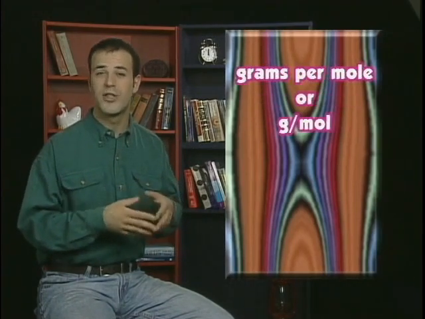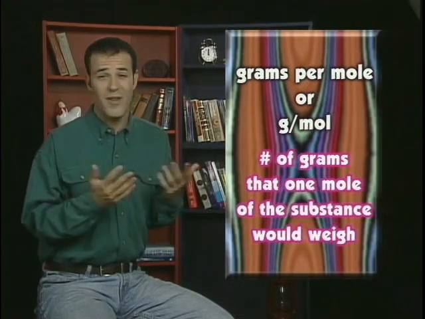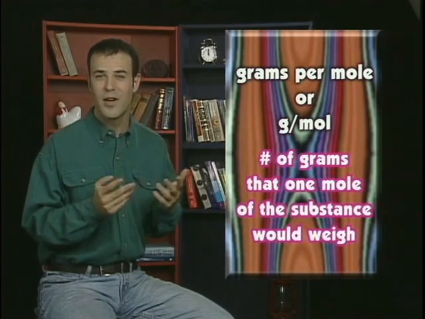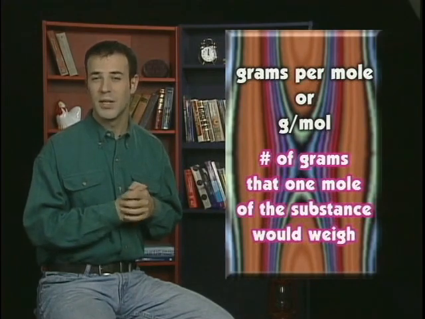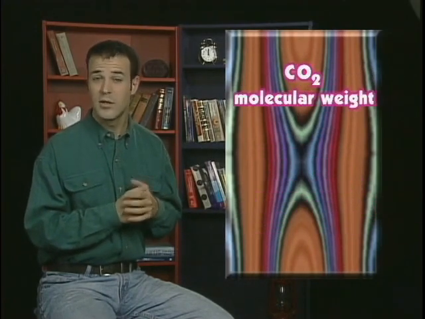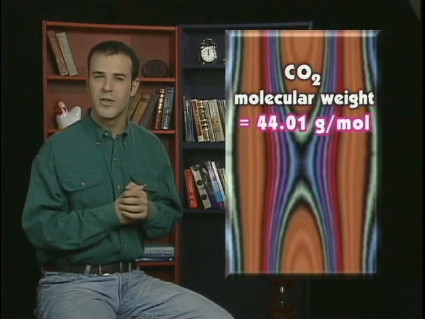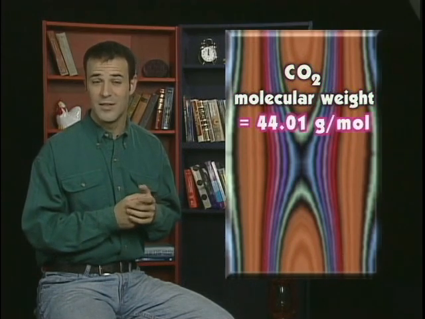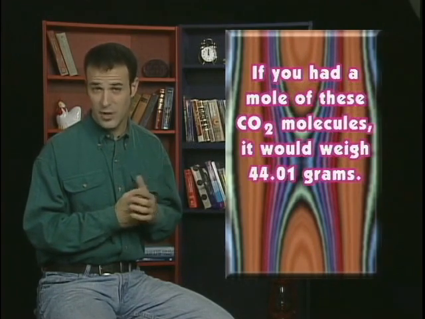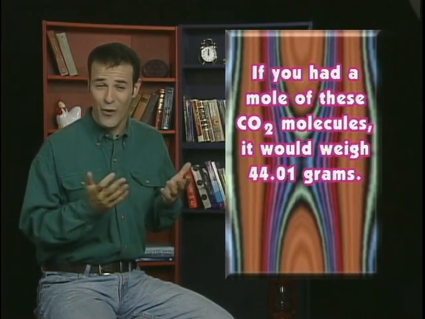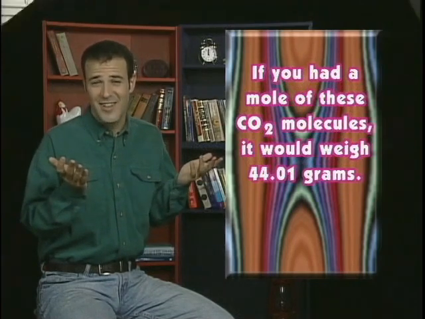When you do calculations, you'll usually measure both molecular mass and molar mass in grams per mole, which is how many grams 1 mole of whatever substance you're using would weigh. For instance, when you read that the molecular weight of carbon dioxide, CO2, is 44.01 grams per mole, it means if you had a mole of these carbon dioxide molecules, it would weigh 44.01 grams.